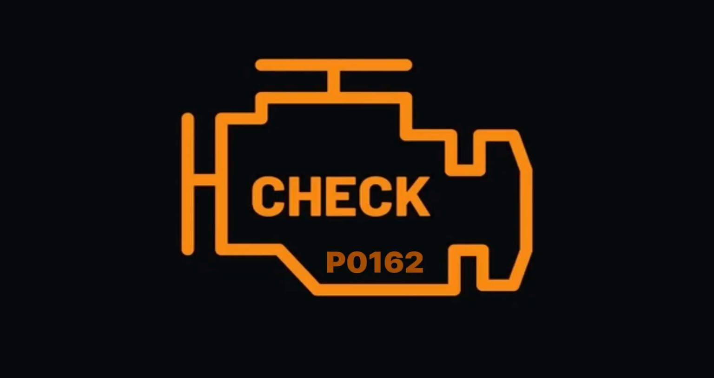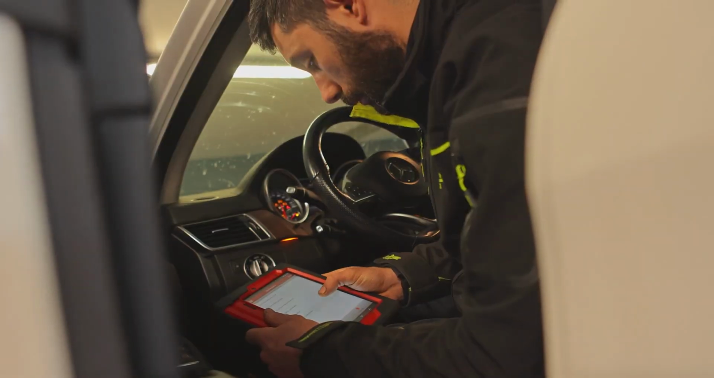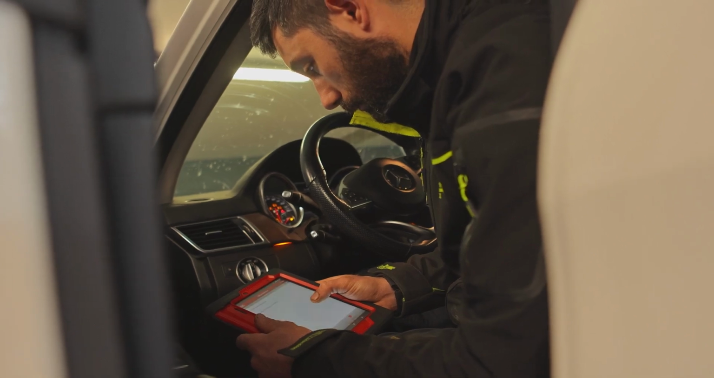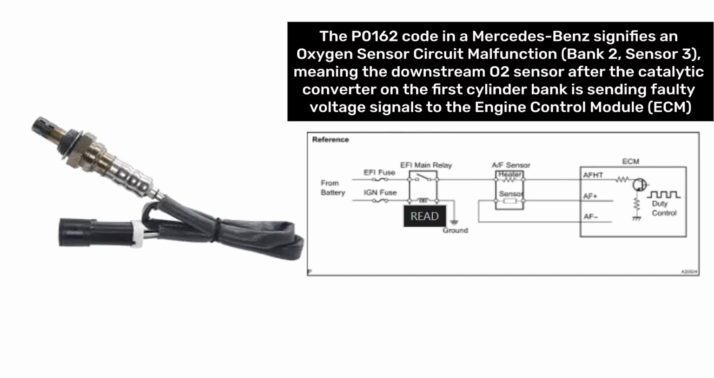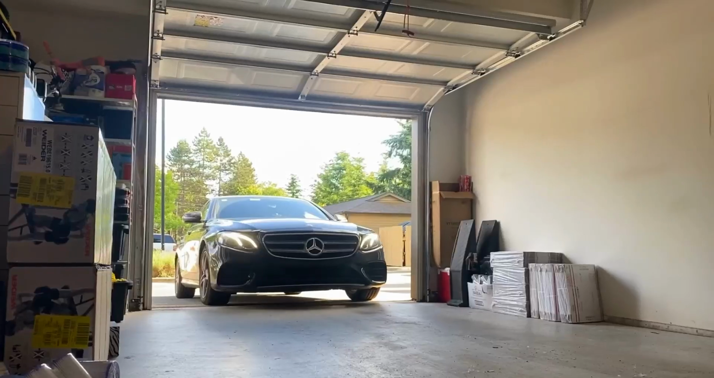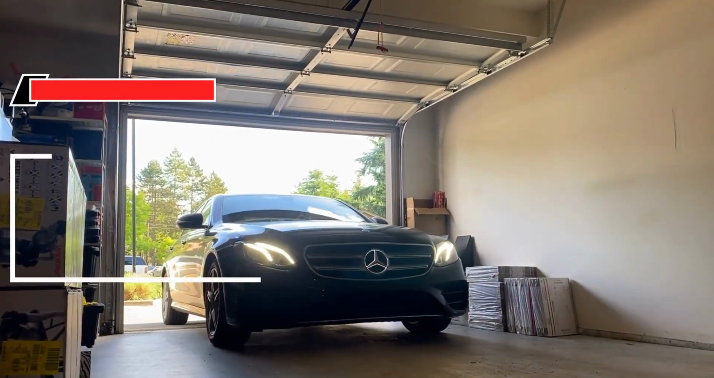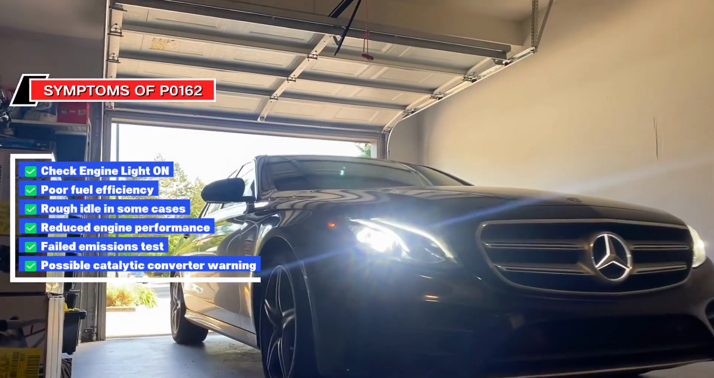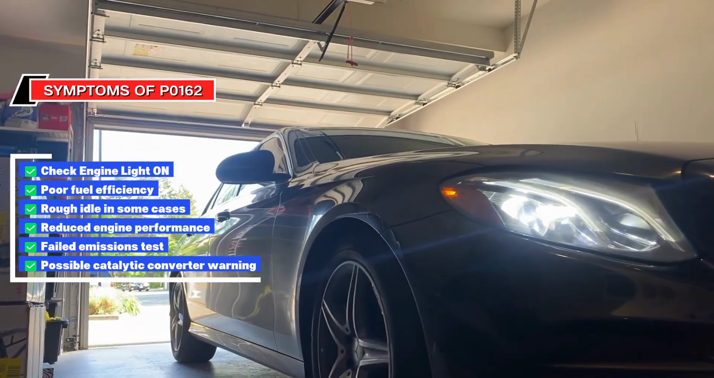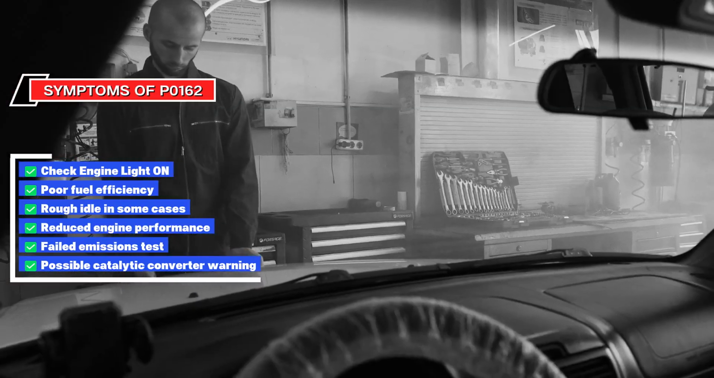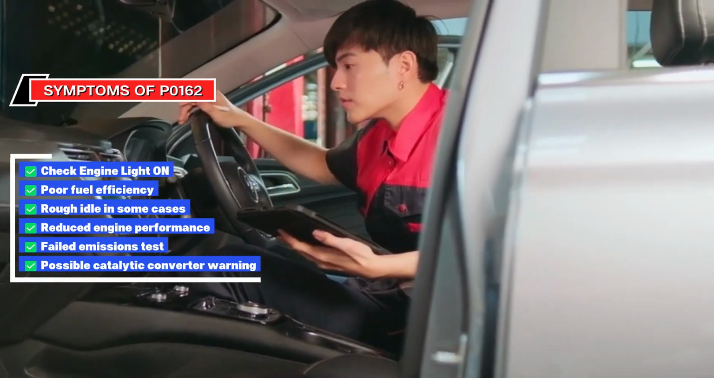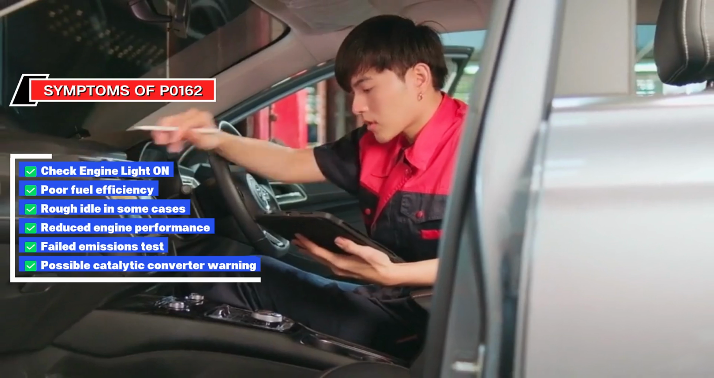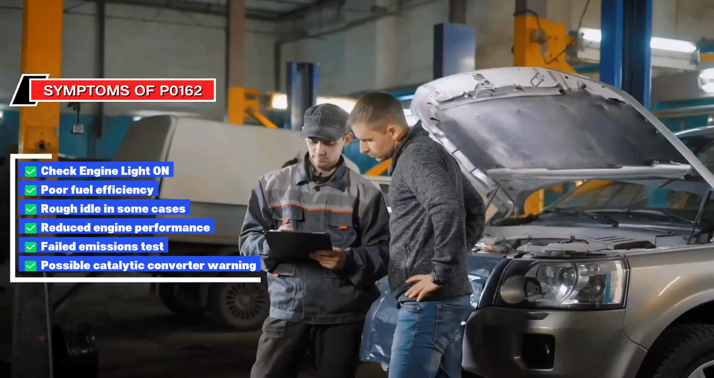P0162 means oxygen sensor circuit low voltage bank 2 sensor 3. In simple words, the downstream oxygen sensor on bank 2, located after the catalytic converter, is sending too low voltage to the ECU. You may notice one or more of these symptoms: check engine light on, poor fuel efficiency, rough idle in some cases, reduced engine performance, failed emissions test. Possible catalytic converter warning: sometimes the car may feel normal, but the code still appears.